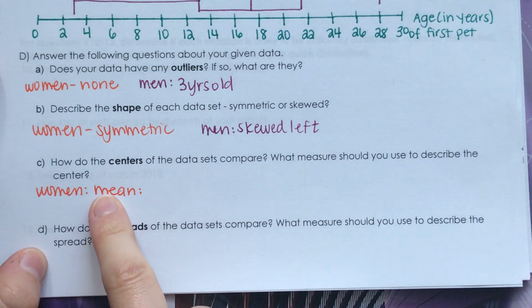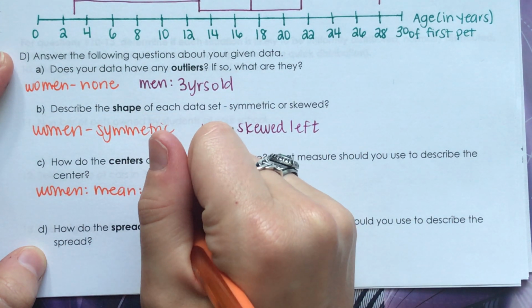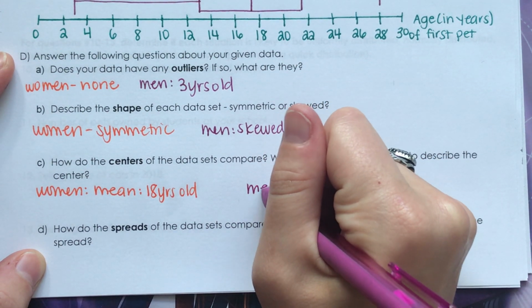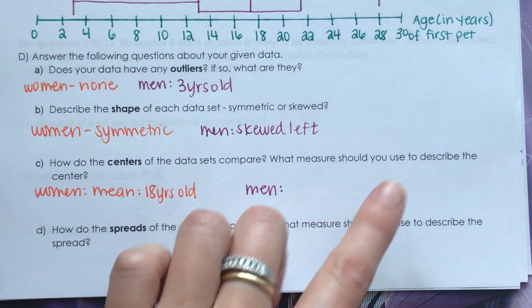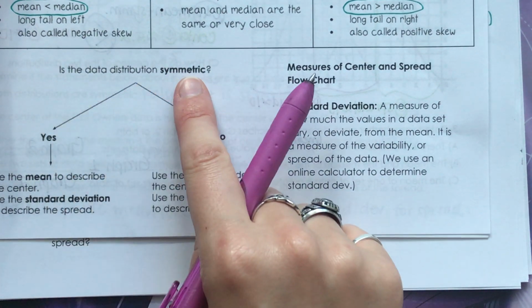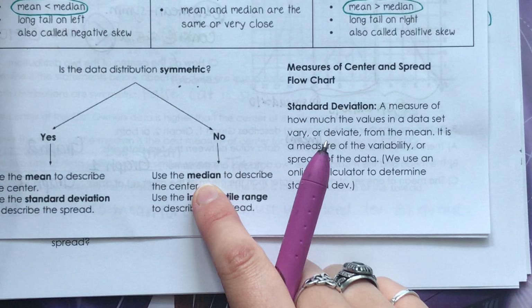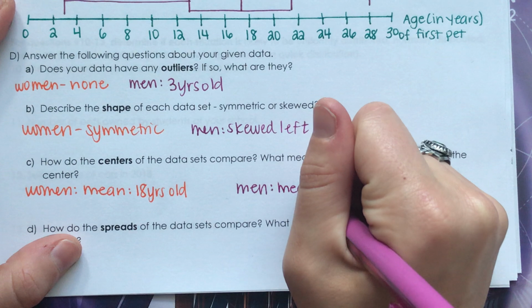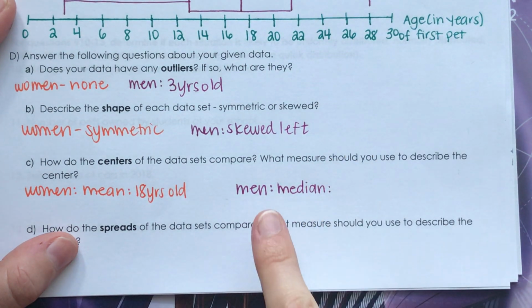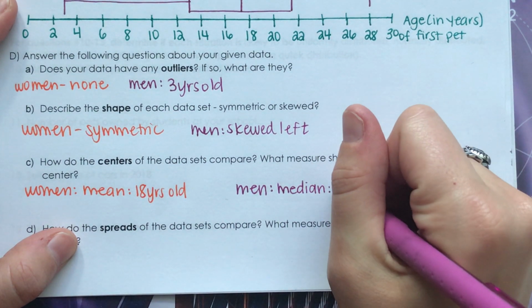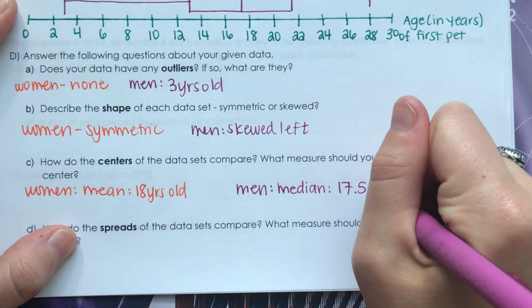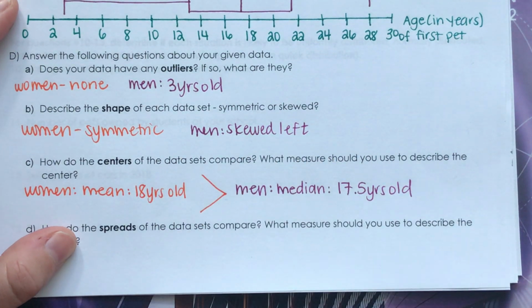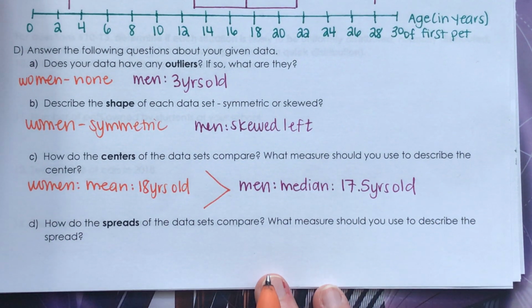The mean for my women's data was 18 years old. Now, because the men's data is skewed, so the data is not symmetric, I'm going to use the median to describe my center. And the median for the men is about 17.5 years old. So it looks like the women's center is greater than the men's center.